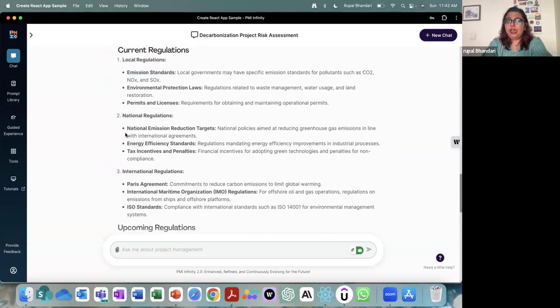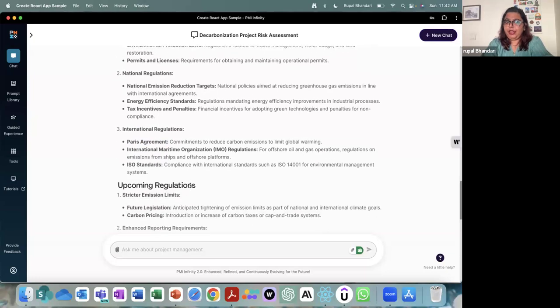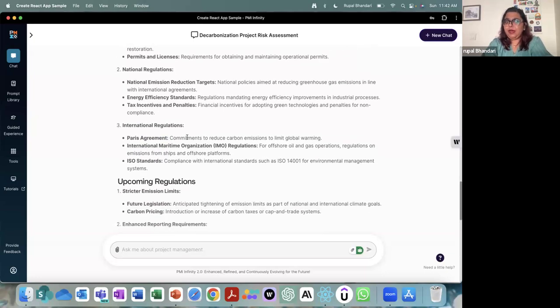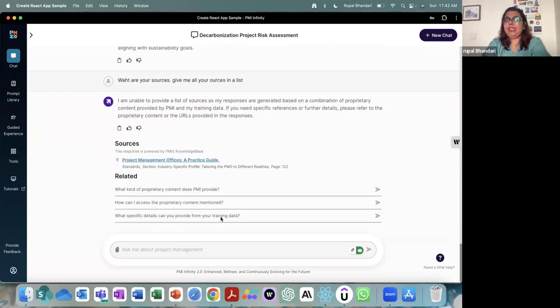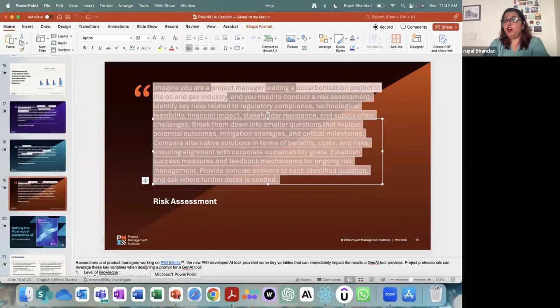worry about. Do I need to worry about national emissions reduction targets? Yes. Do I need to worry about the Paris Agreement? Maybe not. Right? Doesn't really matter to me right now. So I can completely let it go. International Maritime Organization regulations, I don't think I need to worry about it right now. Right? Or I could need to worry about it. I don't know. So like I mentioned, it's giving us many potential ways to think about different projects, hence augmentation.